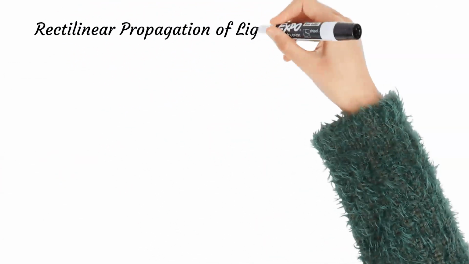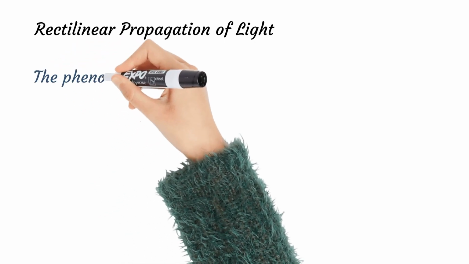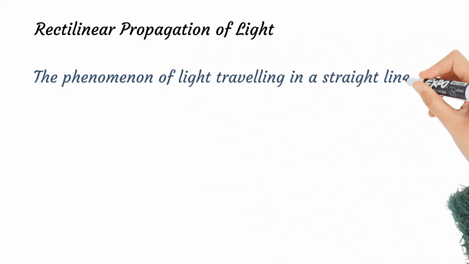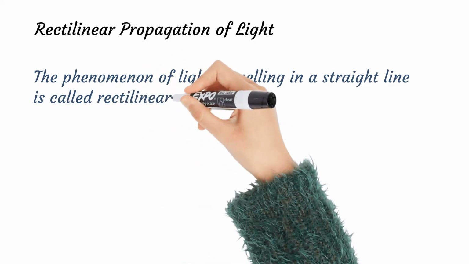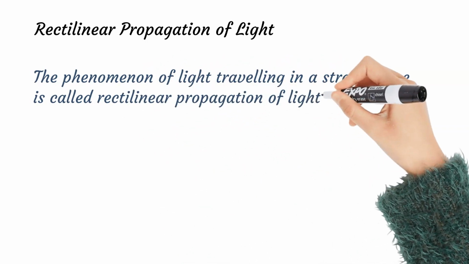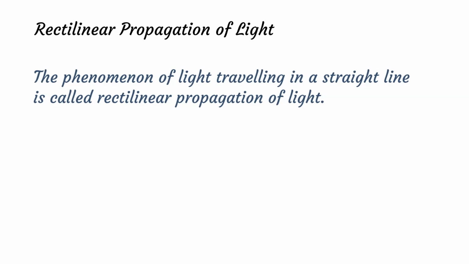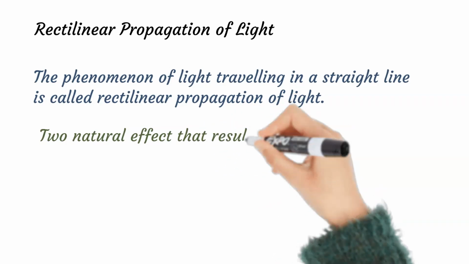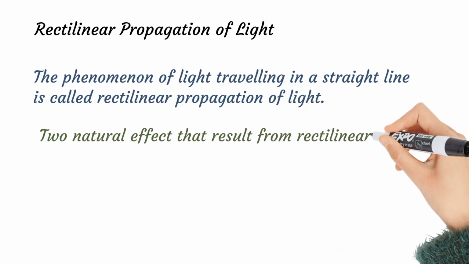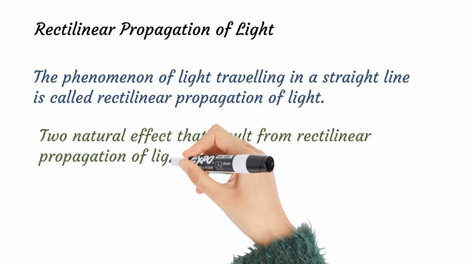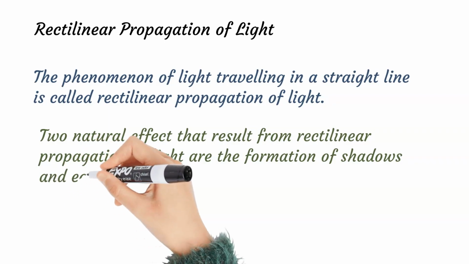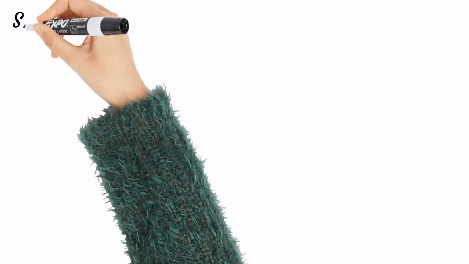Rectilinear propagation of light. The phenomenon of light traveling in a straight line is what we call rectilinear propagation of light. Now, this phenomenon brings about two natural effects that result from rectilinear propagation of light: the formation of shadows and what we call eclipse. Let's look at them.